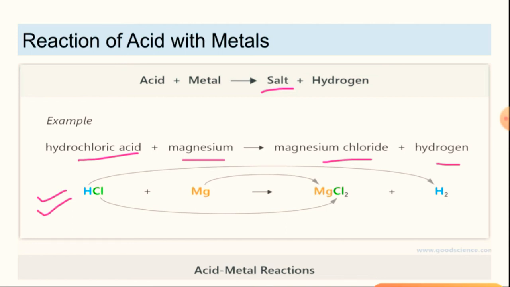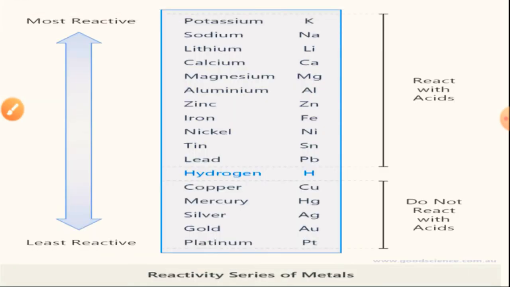So this is a symbolic chemical equation. Hydrochloric acid formula is HCl, magnesium is Mg. This magnesium is a metal and this metal will react with the anion of the acid and form a salt, magnesium chloride. Hydrogen will be displaced from the acid as hydrogen gas. So this is how the reaction is happening. The metal will react with the anion of the acid and from the acid the hydrogen ion will be displaced as hydrogen gas.